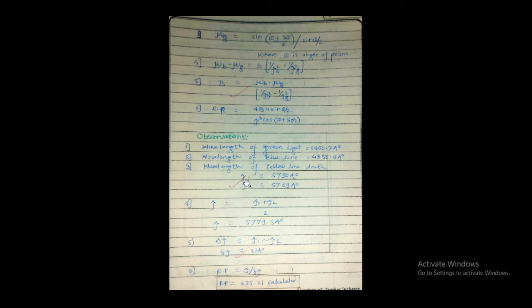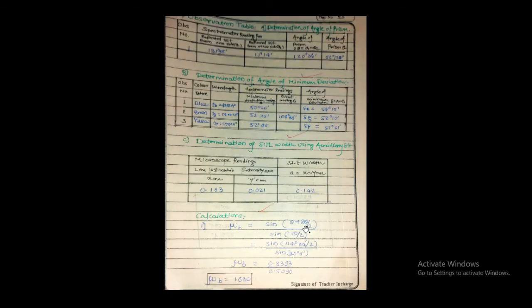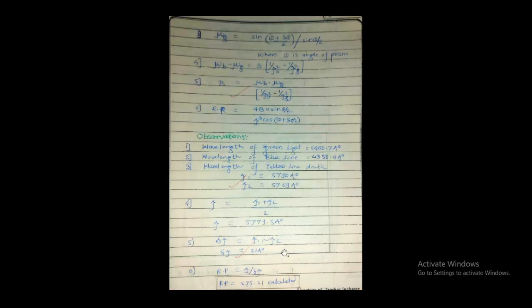Since it is a doublet, it has two spectral lines very close to each other. From that, the first is Y1 having 5790 angstrom wavelength, and the other is Y2 having 5769 angstrom. These are two very close wavelength lines. Therefore, we have to take the average as lambda and the difference as delta lambda. Now, what is RP? That is the resolving power of the prism.